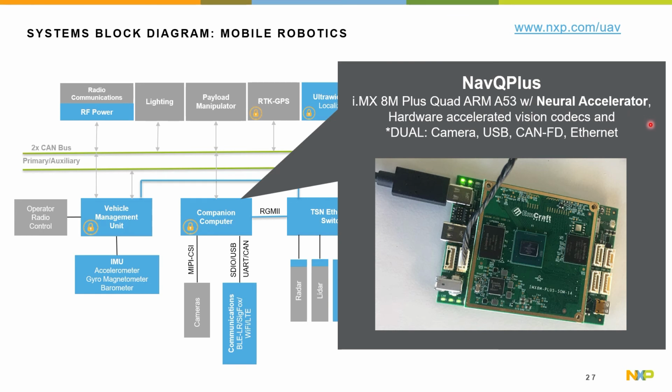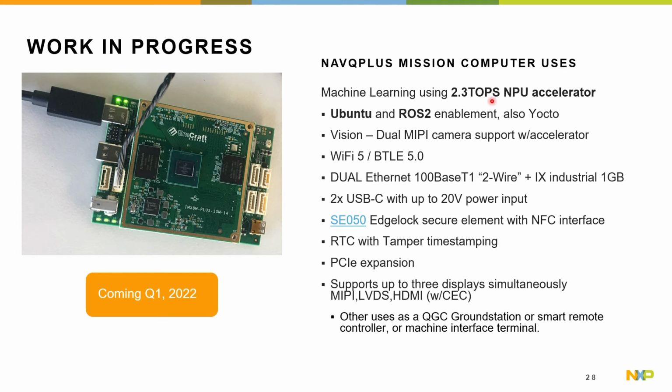There's hardware accelerated vision codecs, and it has dual camera, dual USB, dual CAN FD, and dual Ethernet on board. The NPU, the network accelerator, runs about 2.3 TOPS. We are enabling it with Ubuntu and ROS 2, so it's well supported under ROS and Gazebo. There is our streamlined Yocto development environment for custom Linux as well. But we have some exciting news planned with Ubuntu and Ubuntu Core on this board.